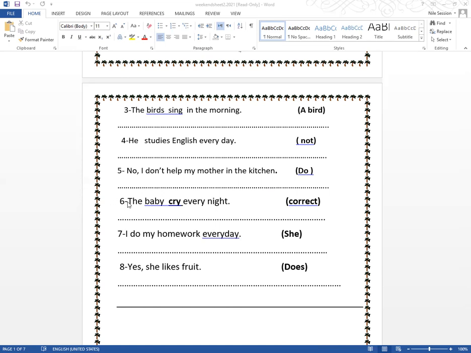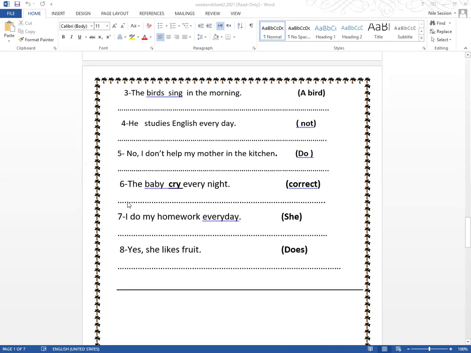Number 6: The baby cry every night. The baby equals he or she, so from supers. The verb will take the S. Cry ends with Y, and before Y is a consonant letter, so I will take off the Y and put IES. So the answer will be: The baby cries every night.